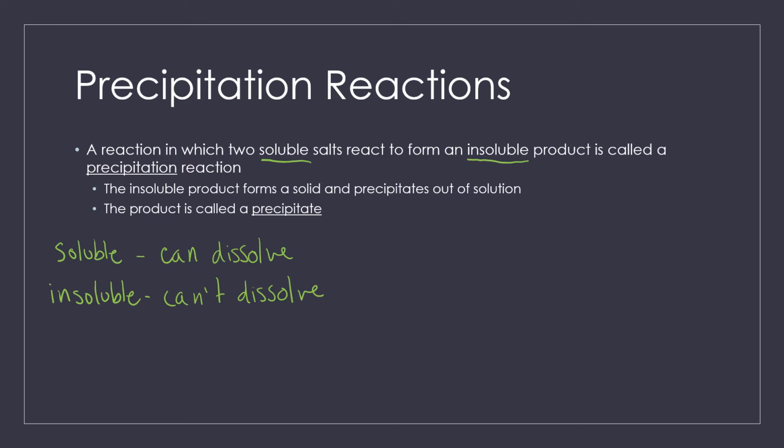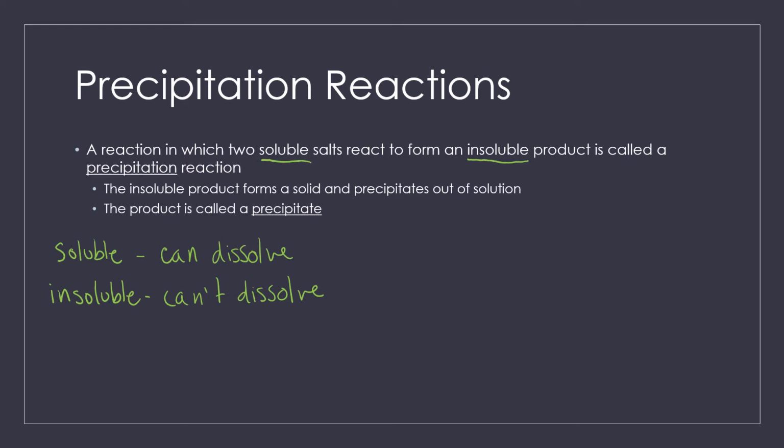Now, when we're talking about things dissolving, it always depends on what solvent you're using. For precipitation reactions, we are using purely ionic compounds, and our solvent is always going to be water. So we're using pure water, we're having aqueous solutions, and all of these things are being dissolved in water.